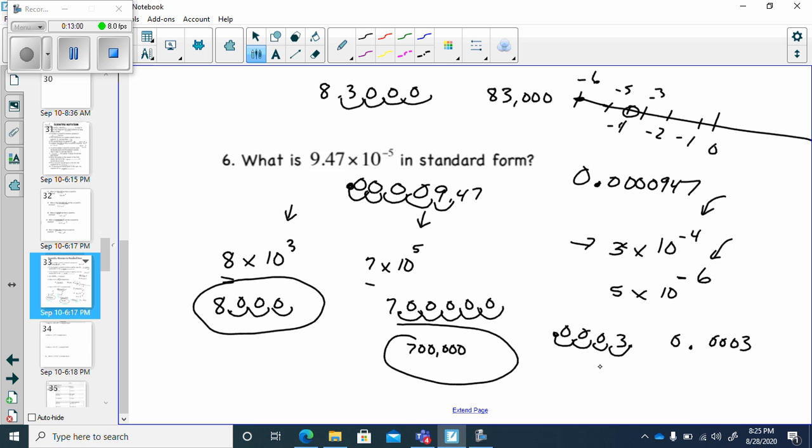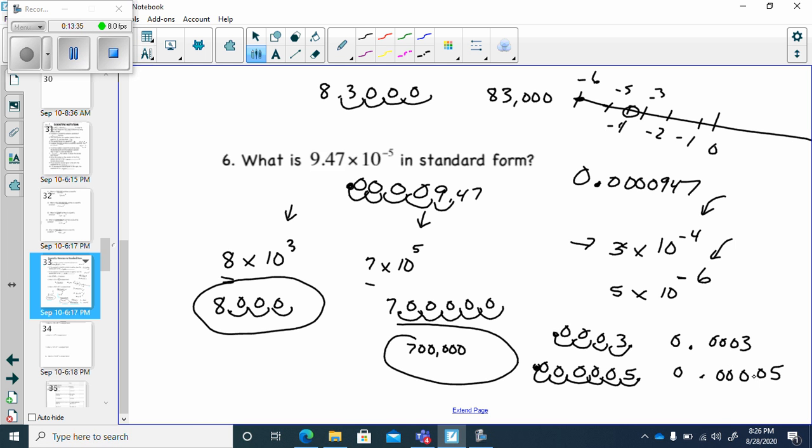5 times 10 to the -6. You'd start with 5. You understand your decimal is there. And I'm going back 6. I'm making it a smaller number by 6 places: 1, see, it's not the number of zeros, it's how many places. 1, 2, 3, 4, 5, 6, okay? So I'm looking at 0.000005, and zeros in the front.